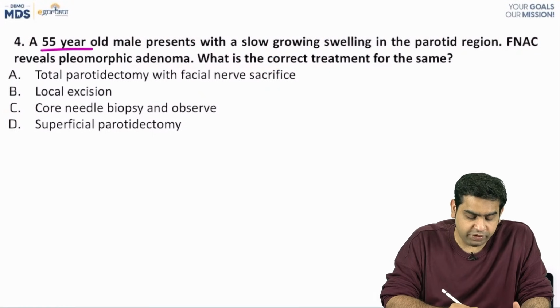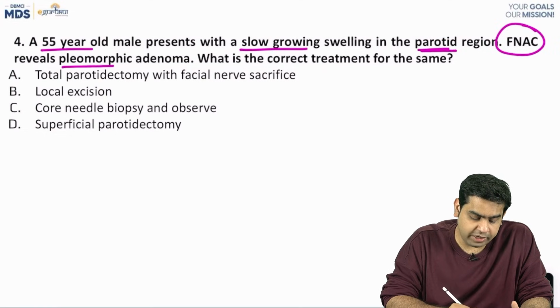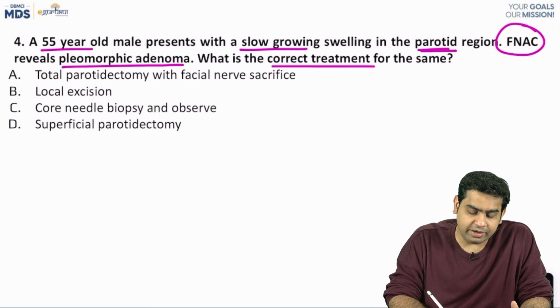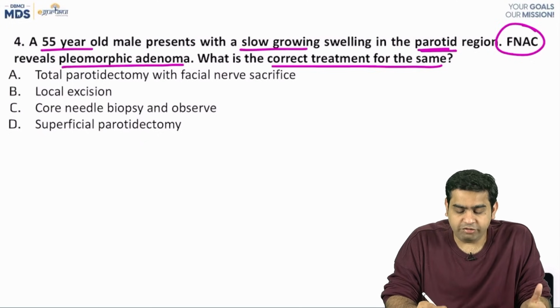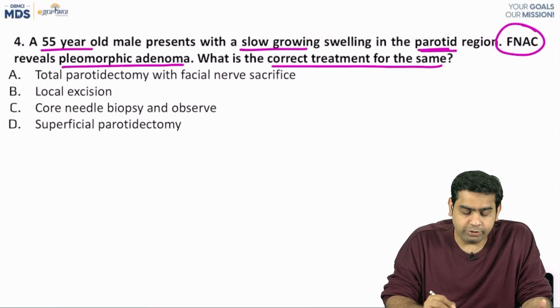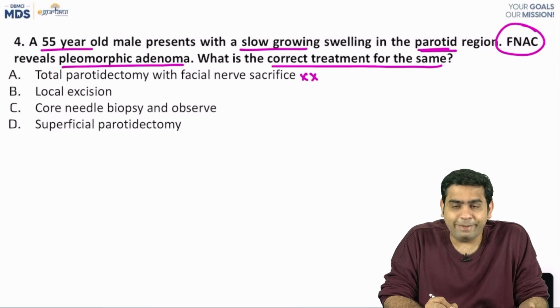Okay, a 55-year-old male presents with a slow growing swelling in the parotid region. FNAC basically shows that it's a pleomorphic adenoma. What is the correct treatment for the same? In other words, they are basically asking you, what is the treatment of choice for pleomorphic adenoma? Total parotidectomy with facial nerve sacrifice? Never. That is done only if there is a malignant transformation.